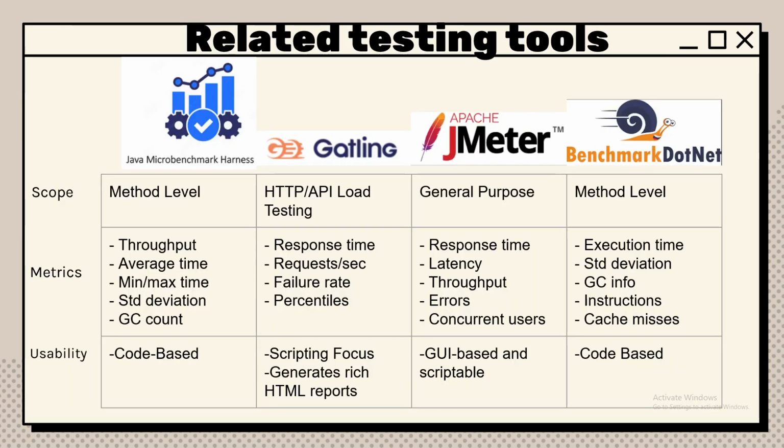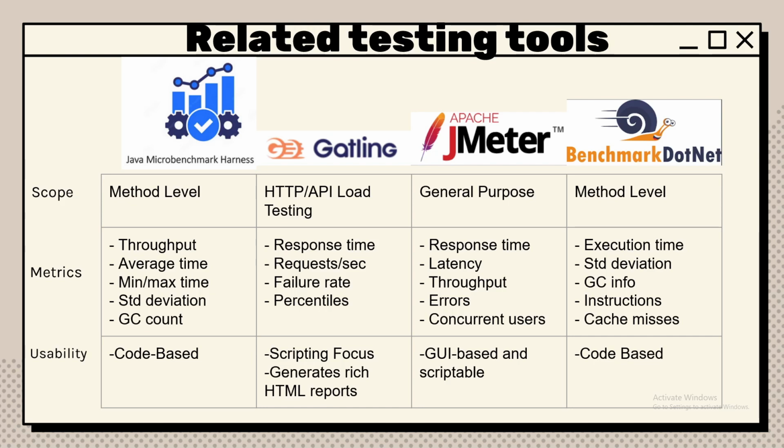Next we have JMeter, which is general purpose in scope. The metrics it records are response time, latency, throughput, errors, and concurrent users. And for usability, it's GUI-based and scriptable, which can be fairly more user-friendly than something code-based like JMH.